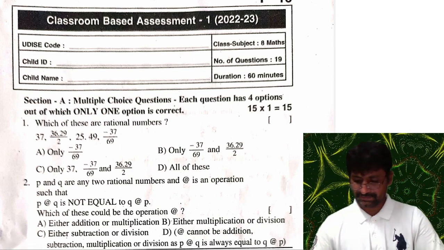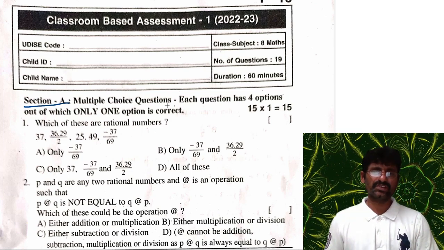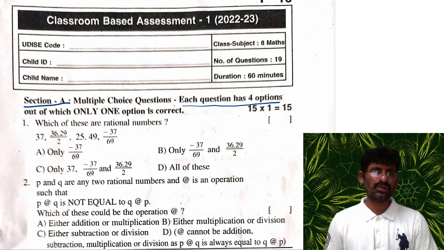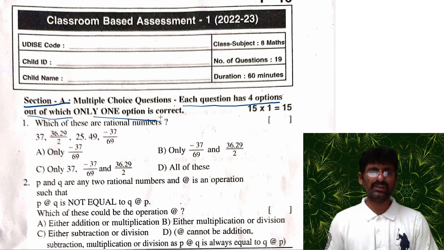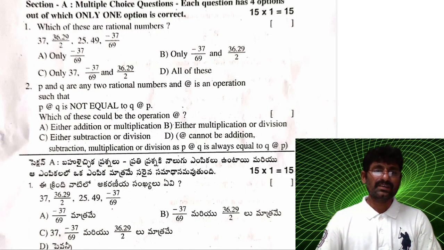See Section A. Here in Section A, we have multiple choice questions. Each question has 4 options, out of which only one option is correct. We need to choose that correct option, right? Let us see the first problem. Which of these are rational numbers?